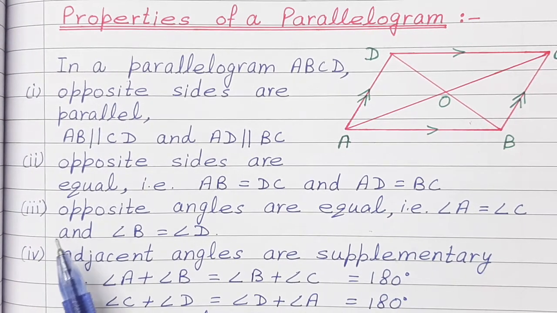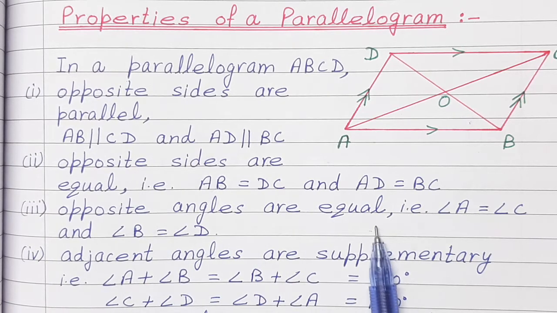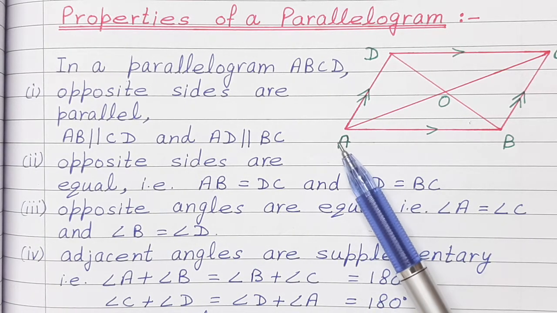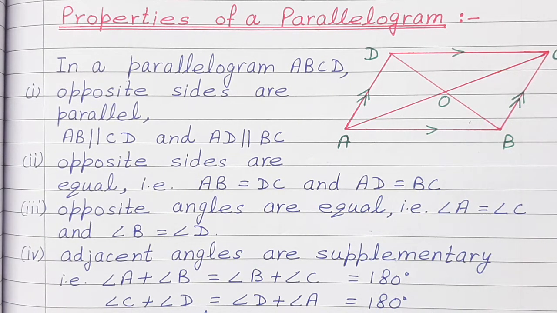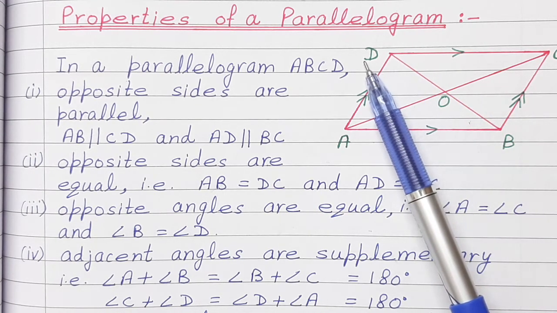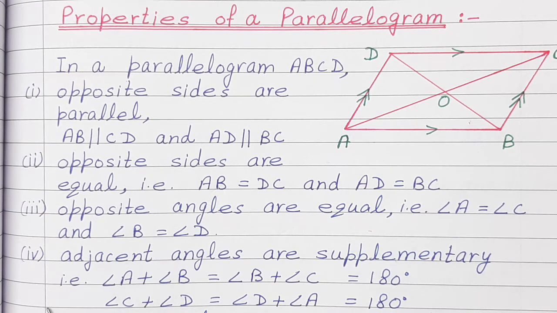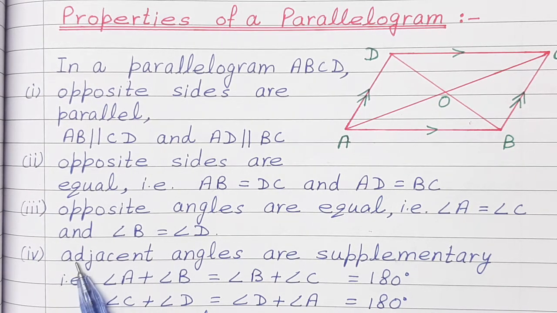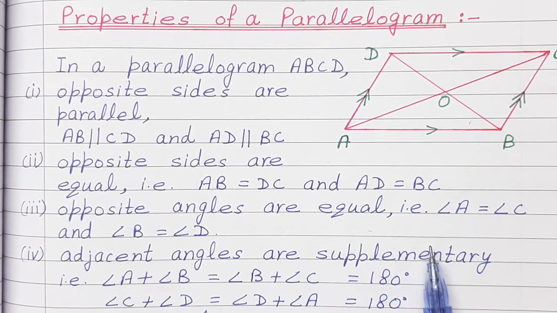Next is opposite angles are equal. That is, angle A is equal to angle C and angle B is equal to angle D. Right? The fourth property is adjacent angles are supplementary.